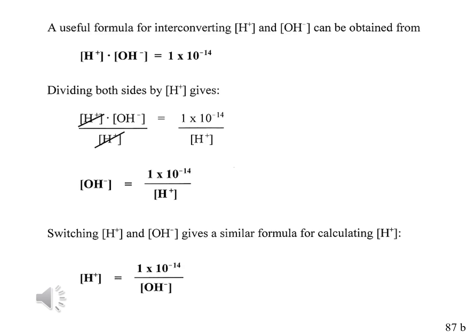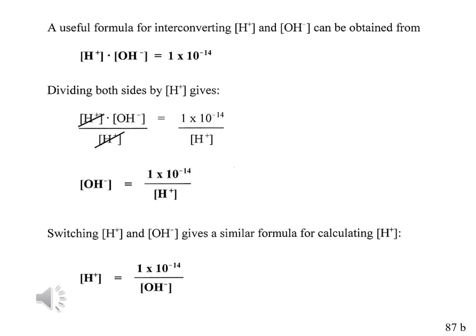This then gives rise to another conversion formula. Because of the fact that H plus times OH equals the constant, 1 times 10 to the minus 14, you could divide both sides by H plus. Then you get a formula that says OH equals the constant over H plus.